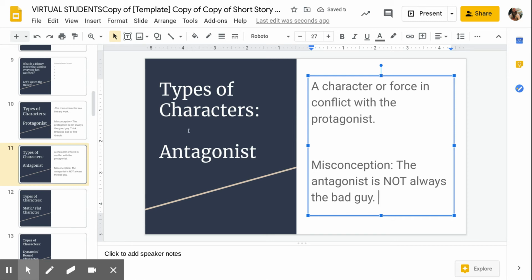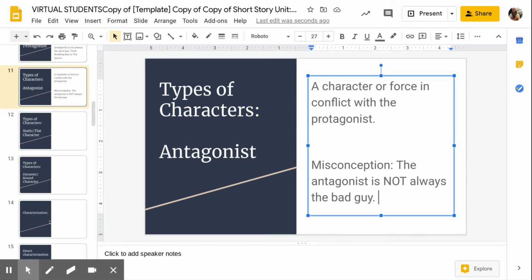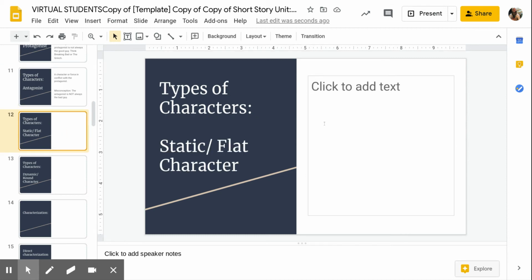So we've got protagonist and antagonist, two main characters. The protagonist is the main character. The antagonist is the character in conflict with the protagonist. Okay, sorry, my computer's being goofy. Okay, so next, let's go to static or flat character.